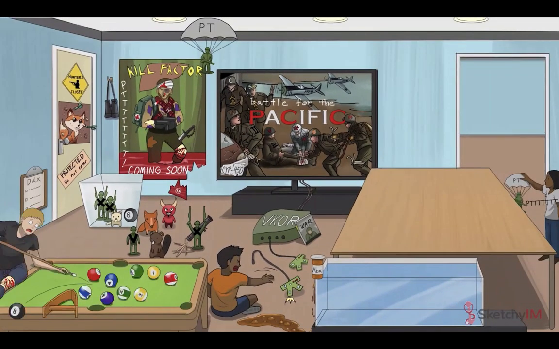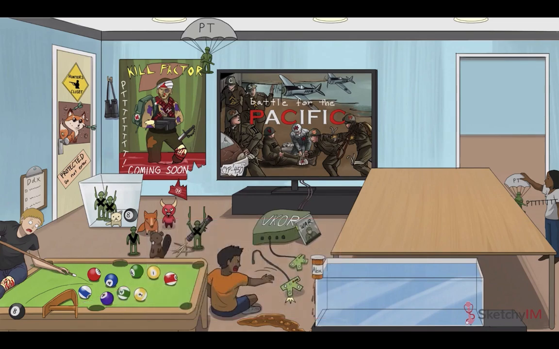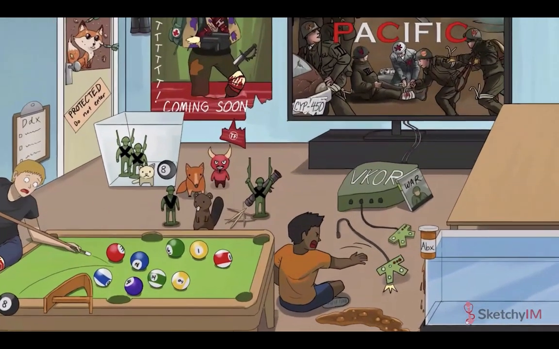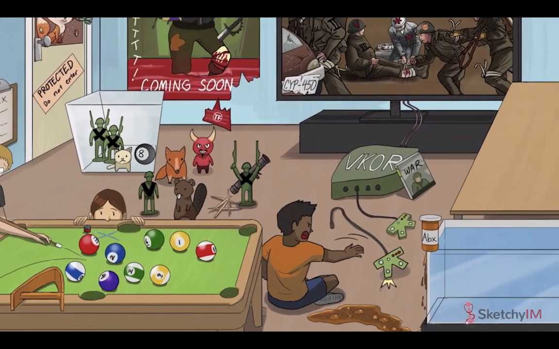Alright, how about a quick game of billiards while we discuss hemophilias, which are inherited clotting factor deficiencies? Hemophilia A is the most common inherited clotting factor deficiency. Notice the A-shaped rack and next to it, a falling 8 ball. A reminder that hemophilia A involves a deficiency of factor 8. Because it's an X-linked recessive disorder occurring in male children of female carriers, we've drawn a boy here, hiding, receding, if you will, behind that X drawn on the pool table.